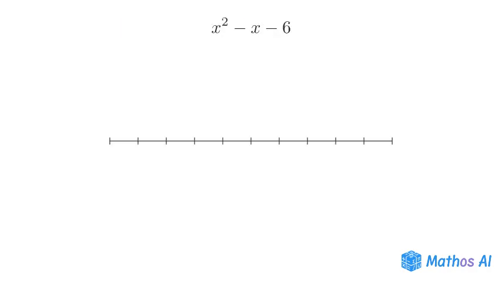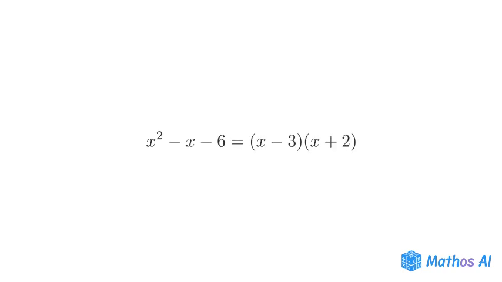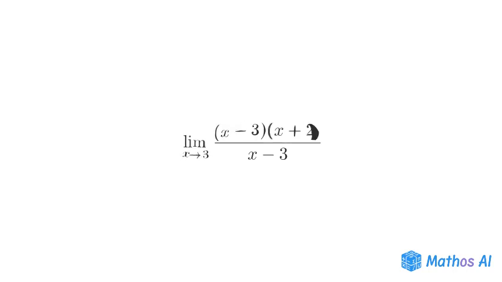Our next move is to simplify the expression. The key here is to factor the numerator. We're looking for two numbers that multiply to -6 and add to -1. Those numbers are -3 and +2. So x² - x - 6 factors into (x - 3)(x + 2). Now we substitute this factored form back into our original limit expression.